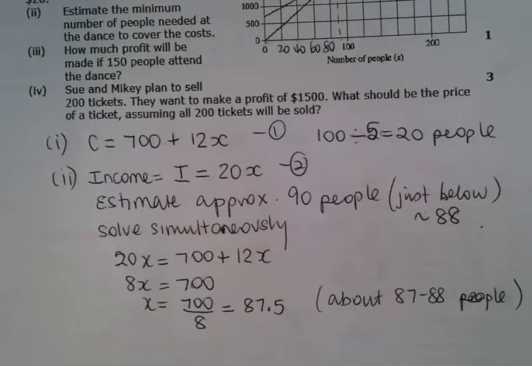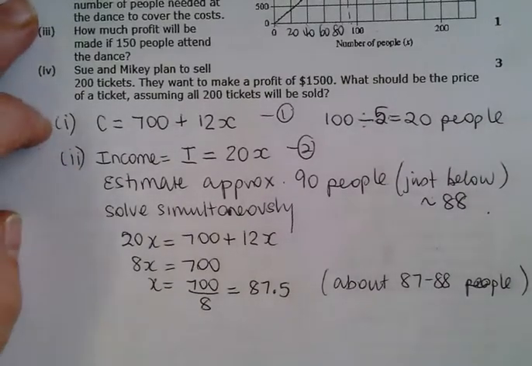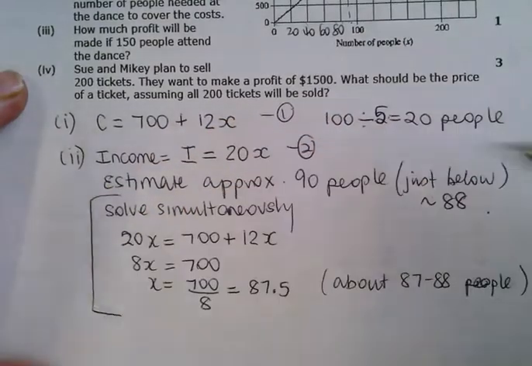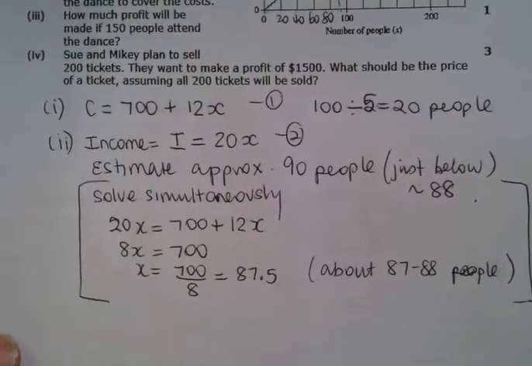Do you know what I mean? Because there's no half people. You're going to make a loss with 87 people and you're going to make a profit with 88 people. All right? But they just asked to estimate, so you can read off the graph. I just showed how you would do it exactly. You would solve the two equations.